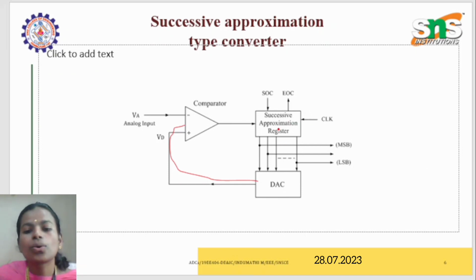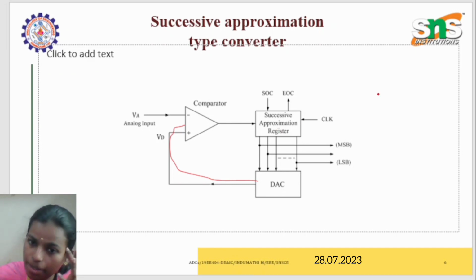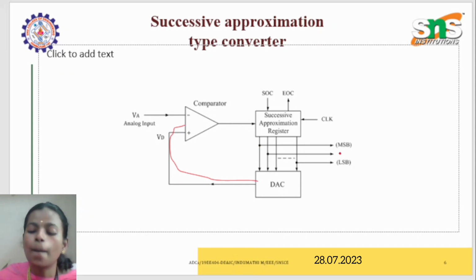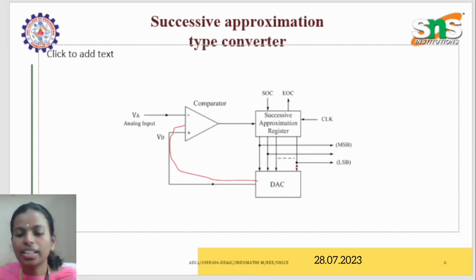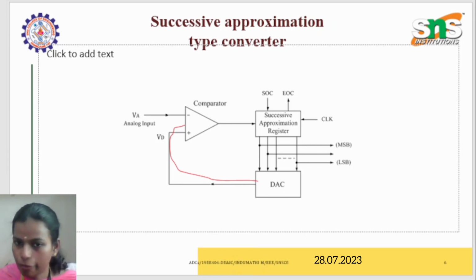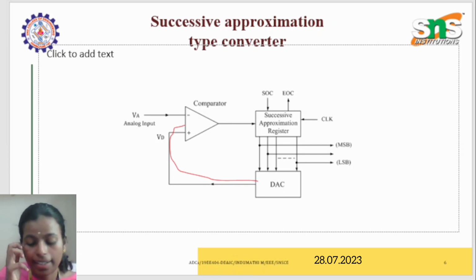What are MSB and LSB? I think we already know. In the successive approximation register, the first bit obtained is the MSB, that is the most significant bit, and the last one obtained is the least significant bit. Likewise, your output will be obtained. So these are the two types of converter we have discussed.